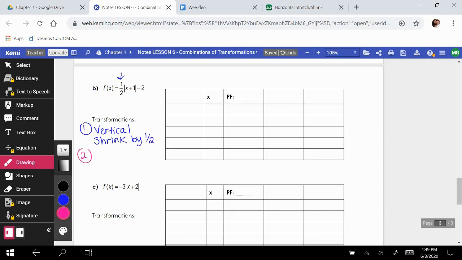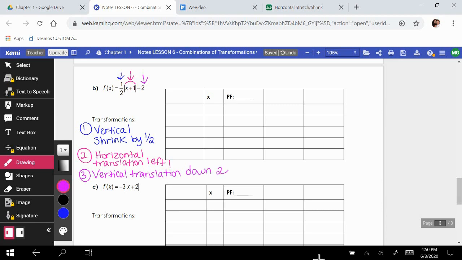Okay, step 2. We have x plus 1. It's inside, so that's going to be horizontal. Is it going to be a horizontal translation left or right? Left 1. Okay, and then last but not least, we've got this minus 2 outside of the absolute value, so I'm going to say it's vertical. Is it a vertical translation up or down? It's a vertical translation down 2.